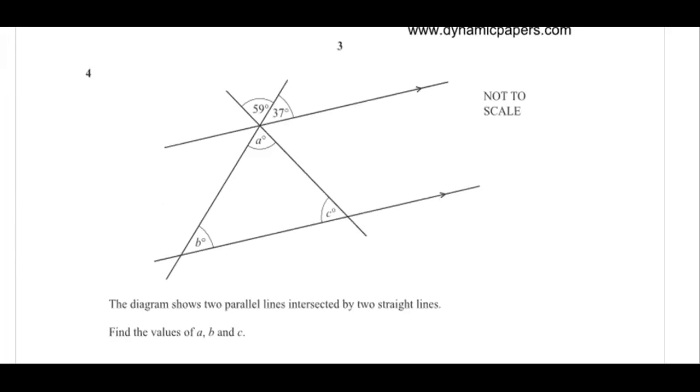This one again has parallel lines. Even if it is not given, look, they have similar arrows on these two lines, so we will say the lines are parallel lines. If two lines are parallel, the line crossing them is a transversal. It means this is the transversal, this is the transversal.